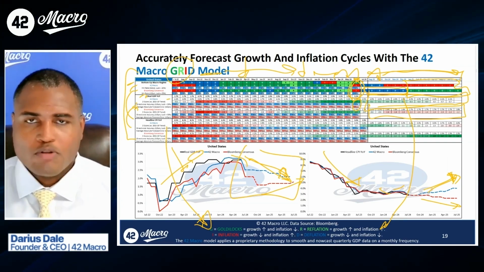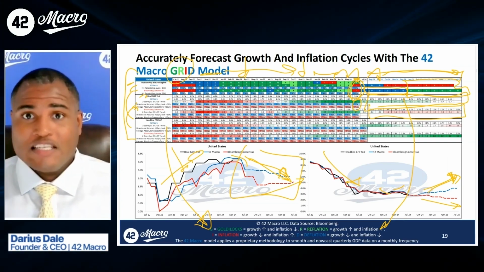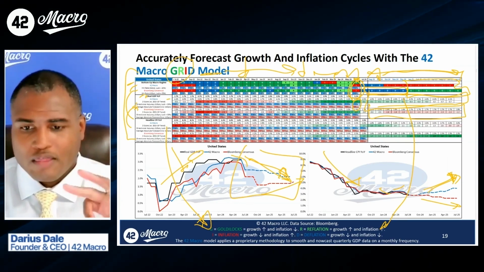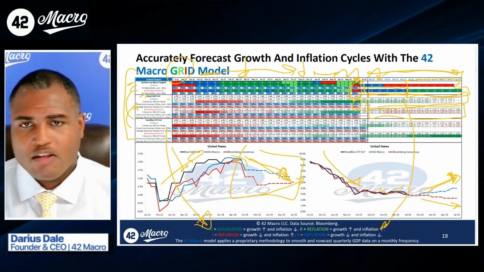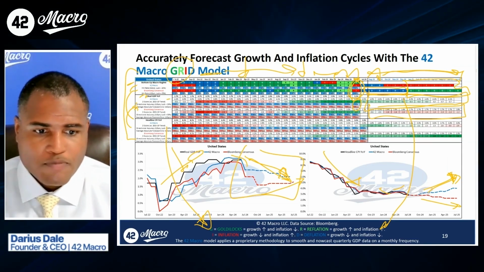So when you think about growth and inflation cycles, you need to know, is growth at a high or low? Is it accelerating or decelerating? And is it above or below consensus? You need to get all three of those things right if you want to consistently stay on the right side of market risk from the perspective of your bottom-up regime forecasting.